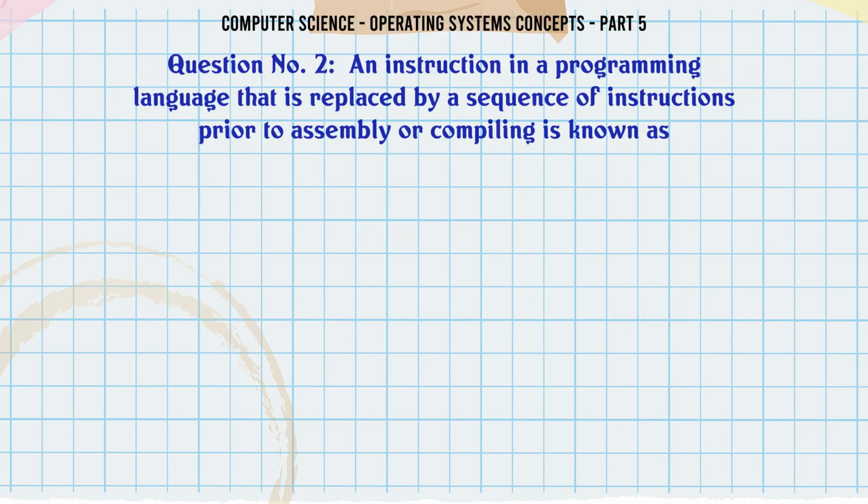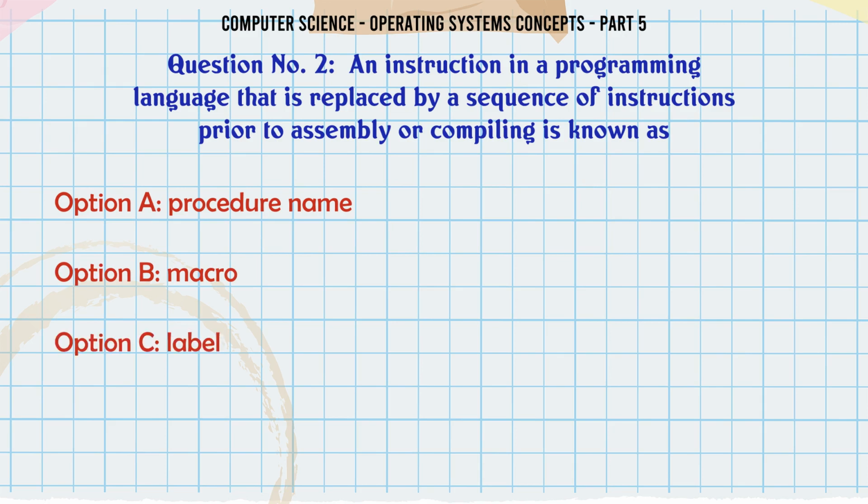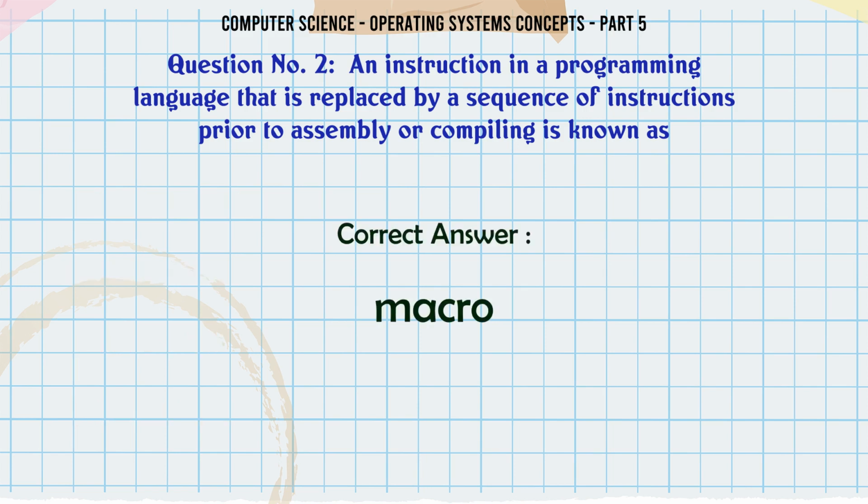An instruction in a programming language that is replaced by a sequence of instructions prior to assembly or compiling is known as: A. Procedure name. B. Macro. C. Label. D. Literal. The correct answer is macro.